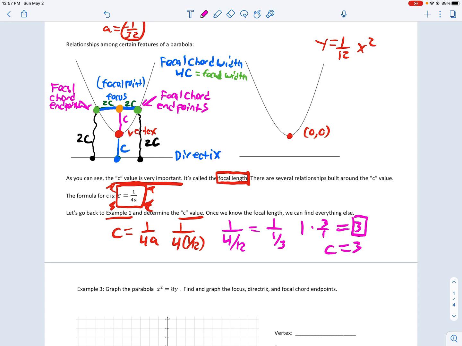Again, back to this part: 1 divided by 1/3. It's a fraction divided by a fraction. So we keep the first, which is the 1, take the reciprocal of the 1/3, which now becomes 3, and we change this side to multiplication. Remember, KFC. That's how we did this.